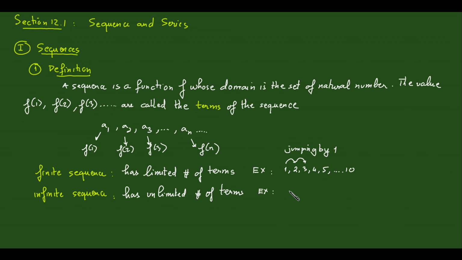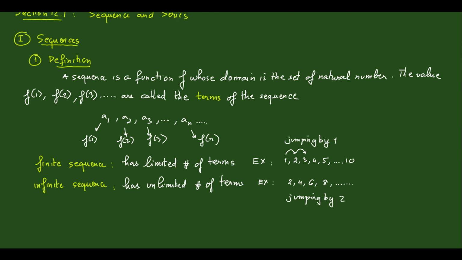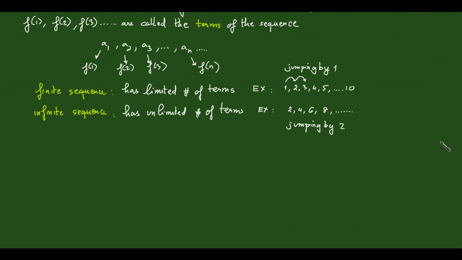I can have something like 2, 4, 6, 8, dot dot dot, and you see that there's no last term over here. So it's still a sequence, right? And it jumps by 2, so this is jumping by 2, and there's no last term. That's why we call that an infinite sequence. For a finite sequence, we have a last term.